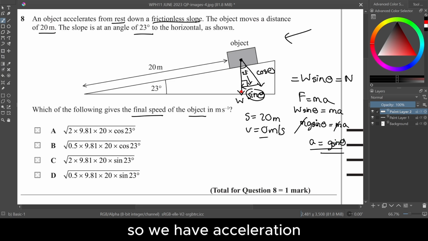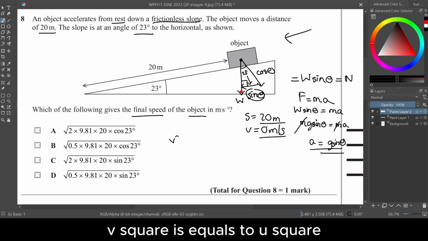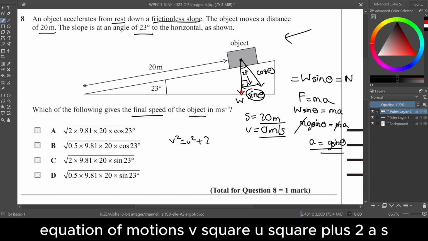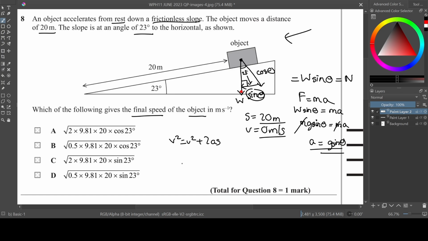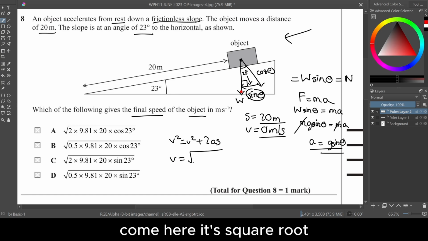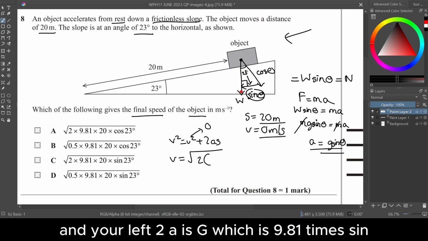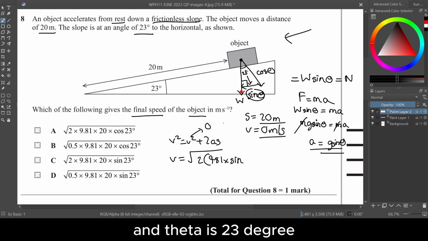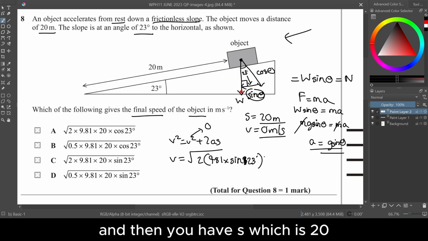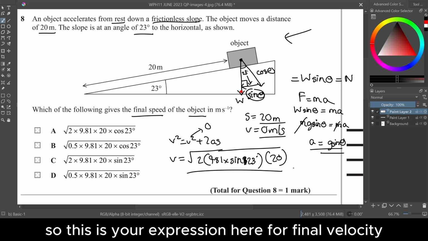Okay. So we have acceleration, we have initial velocity, and we have s. So we can use the equation of motion: v squared equals u squared plus 2as. So you have to find v. We can make this square come here as a square root. Now you know that your u is basically 0, so we can just remove that and you're left with 2 times a. A is g sine theta, where g is 9.81 and theta is 23 degrees, and then you have s, which is 20. Okay, that's it. So this is your expression for final velocity.